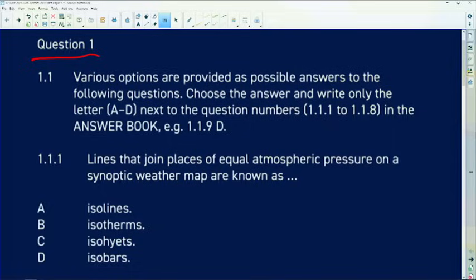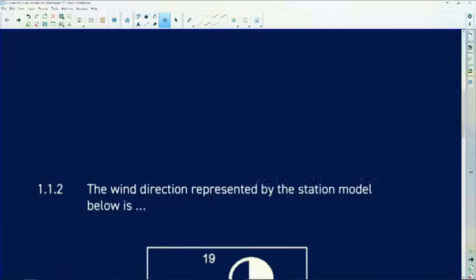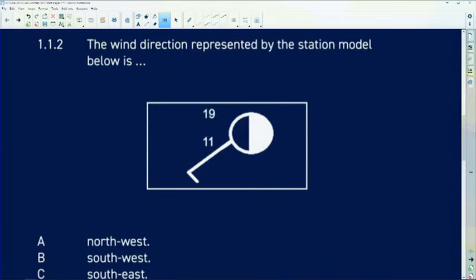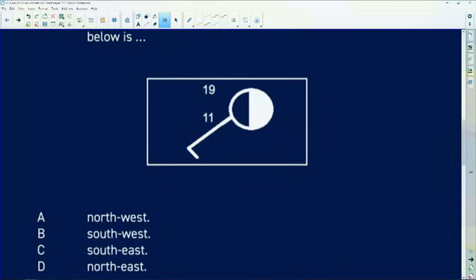Now, lines joining places on a synoptic weather map is known as isobars. So if we quickly look at the options over there, 1.1.1, we've got isolines, isotherms, isohyets, and the correct answer will be D. 1.1.2. The wind direction represented by the station model below is. Now the options given to us: A, northwest, B, southwest, C, southeast, D, northeast.